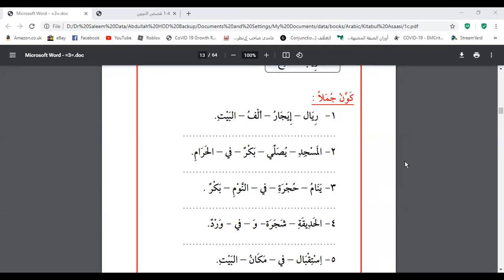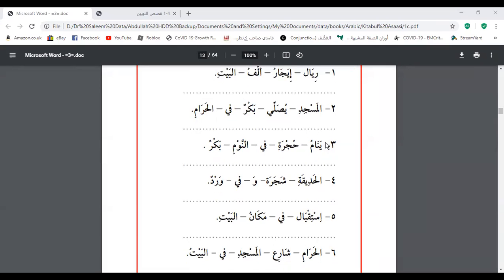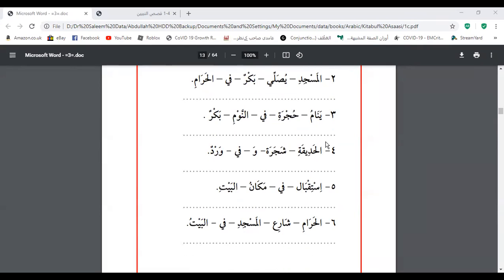How can you construct it into a complete sentence? Ijarul bayti, mudaf, mudaf ilayh. The rent of the house is alfu riyalin. Ijarul bayti alfu riyalin. Al masjid, yusalli bakrun fil haram. Bakrun yusalli fil masjid al haram. He prays in the masjid of haram. Masjid al haram means in Makkah.